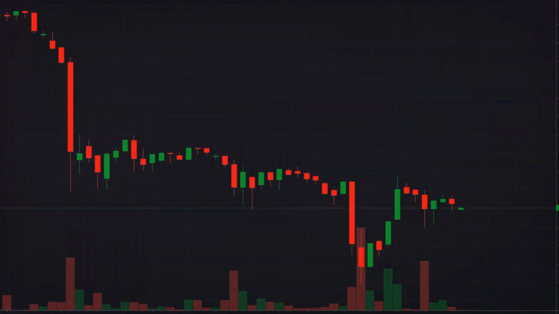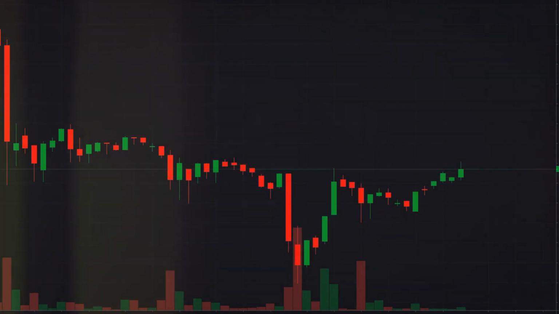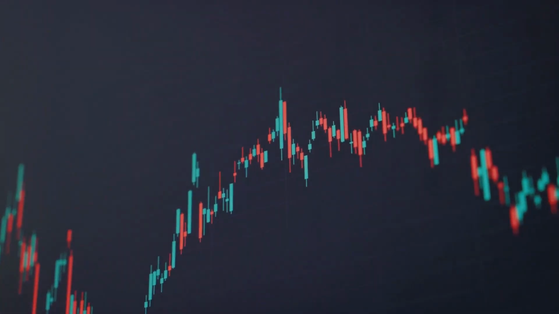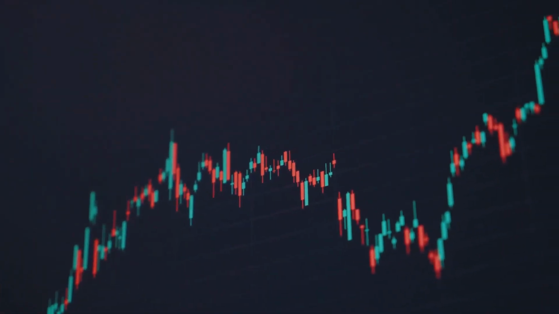If the closing price is higher than the opening price, we have what we call a bullish or green candlestick. This means that the market was in an uptrend during that period. The bottom of the body shows the opening price, and the top shows the closing price.